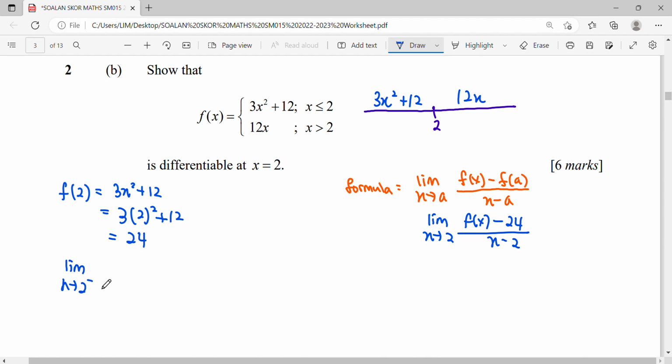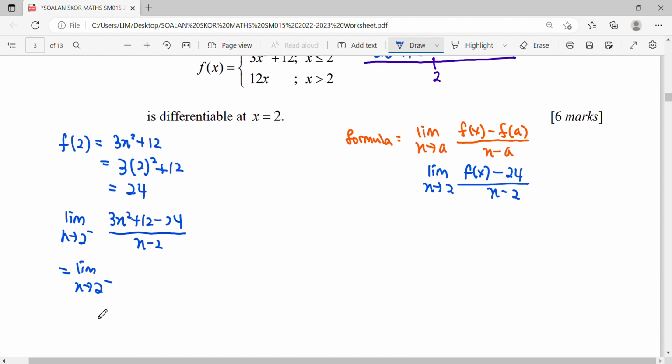For the left hand side, you have to select your function here. Your function here is a quadratic function. Try to simplify the function so that we can evaluate this value. We can substitute the value. As you can notice, when we substitute x equals to 2, it is an indeterminate form. Indeterminate form, and we're having a polynomial function, so we can factorize this. When I factorize 3 out, it gives you an x squared minus 4.